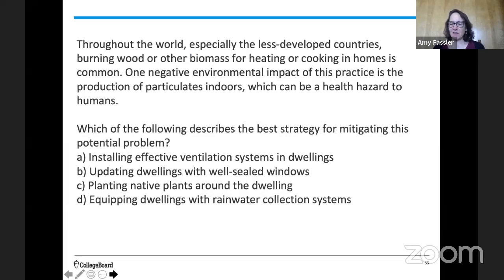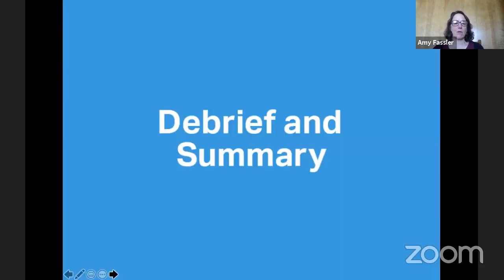I put this question in, I think we've sort of addressed it before. Dr. Sowell may address this tomorrow as well, but we've talked about burning wood or burning biomass and relate that to particulate matter. And the question here is, one negative impact of the practice is that impact on human health. Which of the following describes a strategy for mitigating that problem? And that would be installing an effective ventilation system. I think I mentioned when we looked at burning wood or biomass that might be even installing a chimney in many developing parts of the world where they use wood or biomass.